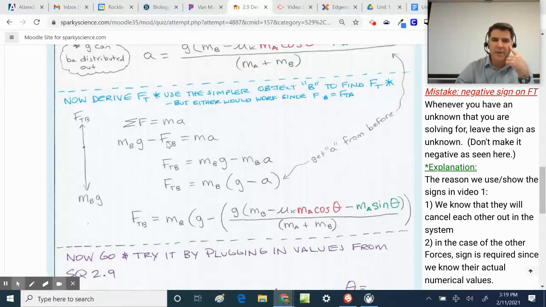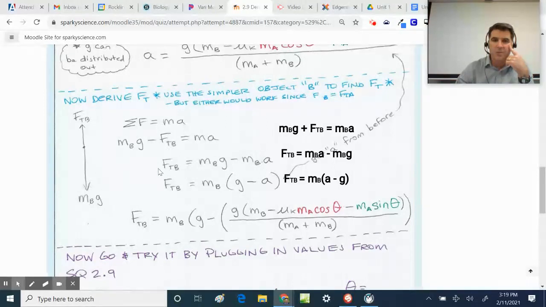So I solve this for FTB, the force of tension, and it comes out to this algebraically. I skipped a couple steps, but it's in there. And then I just distribute out the m. And so my expression is this.